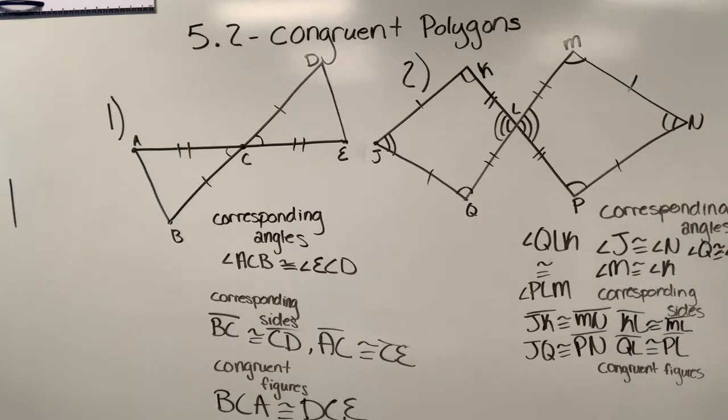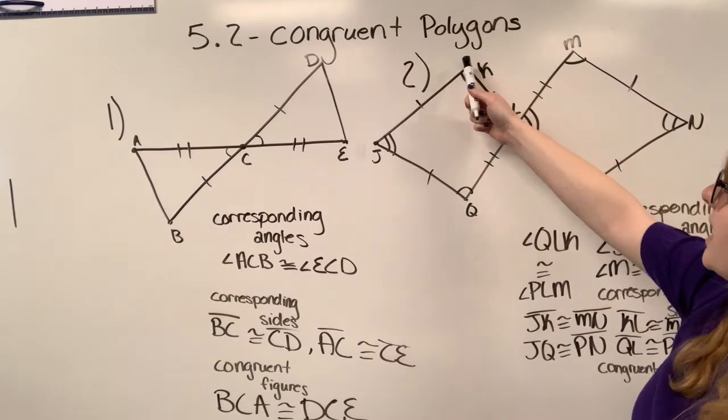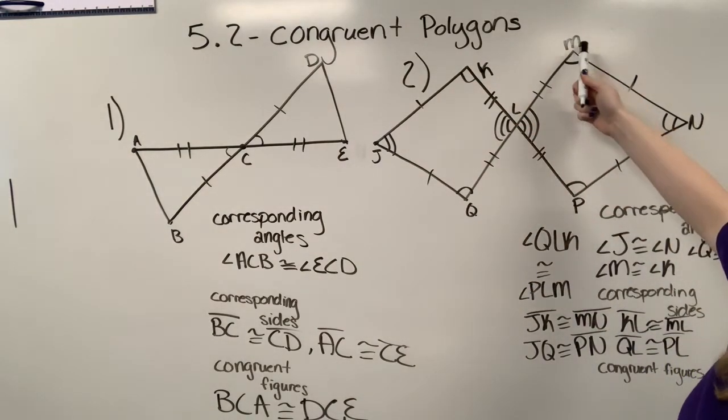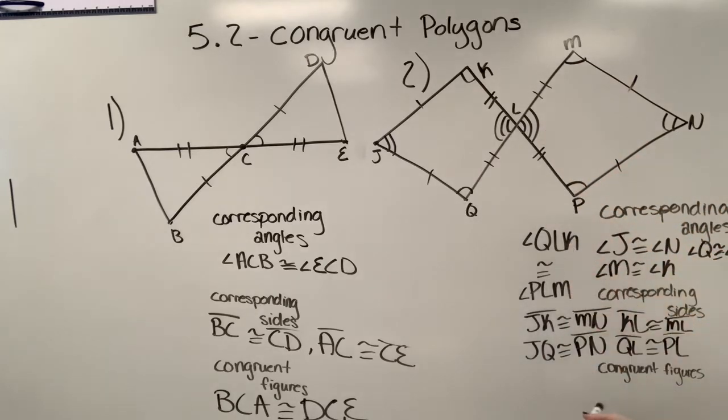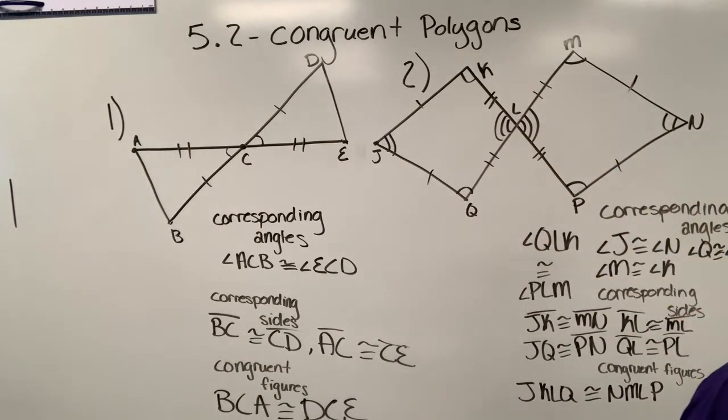Okay, and then like I said, the last thing we have to do is just name our congruent figures. So pick one and then go around the shape. I'm going to start with our tail, J, and then go up to K, down to L, down to Q. Okay, so we started at our tail, up to M, down to L, down to P. So our congruent figures is going to be JKLQ is congruent to NMLP. It is important that you name them in the same direction.